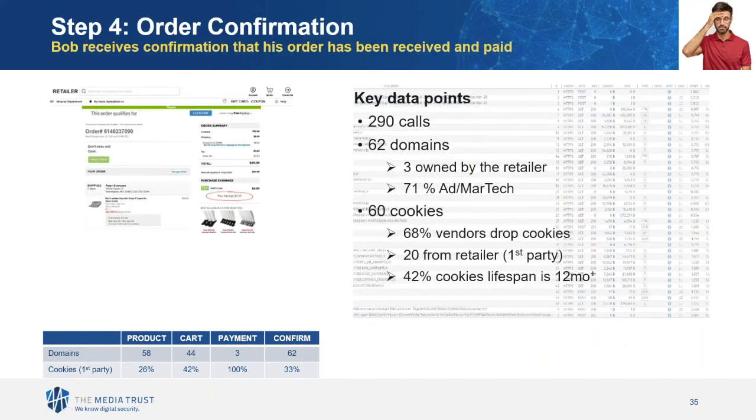Okay, order confirmation. So Bob receives his confirmation that his order is placed. We would expect a bump here given the marketing need to track this information. So you see a jump up to 62 domains and also a bump up to 60 cookies from 14 on the previous slide.